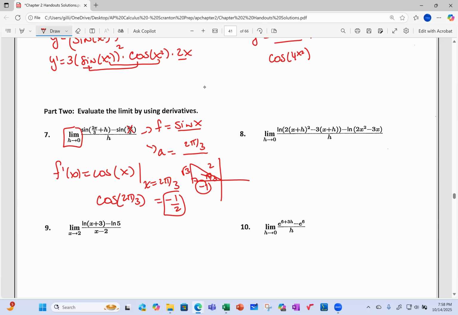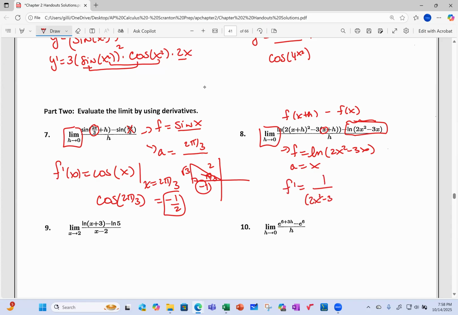The next one is also the limit as h going to 0, but it's the x at f of x plus h. So my function here is this part, because it's f of x plus h minus f of x. So this is my function, and it's the ln of 2x squared minus 3x. The a value is just x because there is no indicative value. It's just in terms of x, like over here, it was 2/3 pi for a. So the derivative of ln is 1 over the inside times the derivative of the inside, which is 4x minus 3.